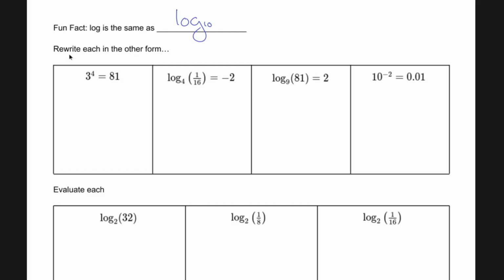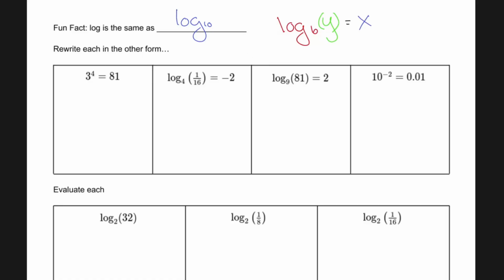All right, so what we need to do is rewrite these in the other form. So again, let me get my colors out. We're going to have log base b of y, and let's just wrap it in parentheses to make it professional, equals x.